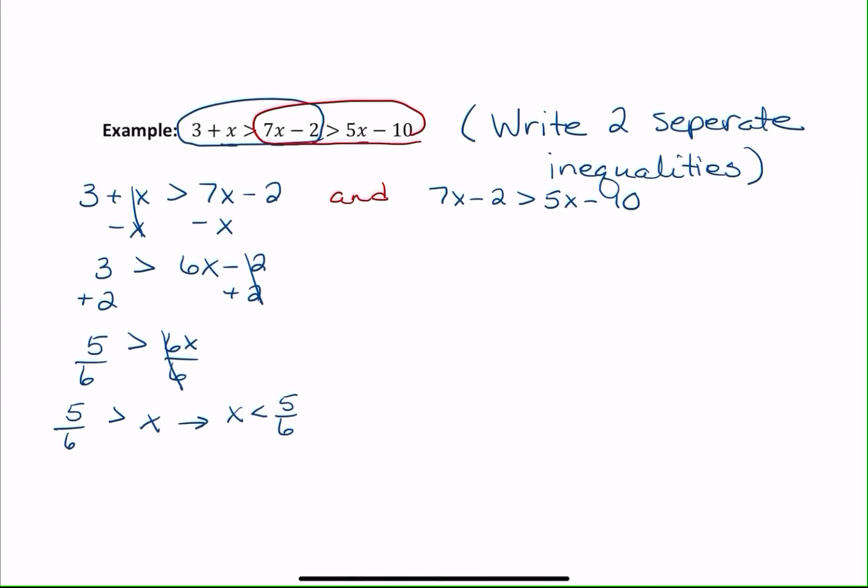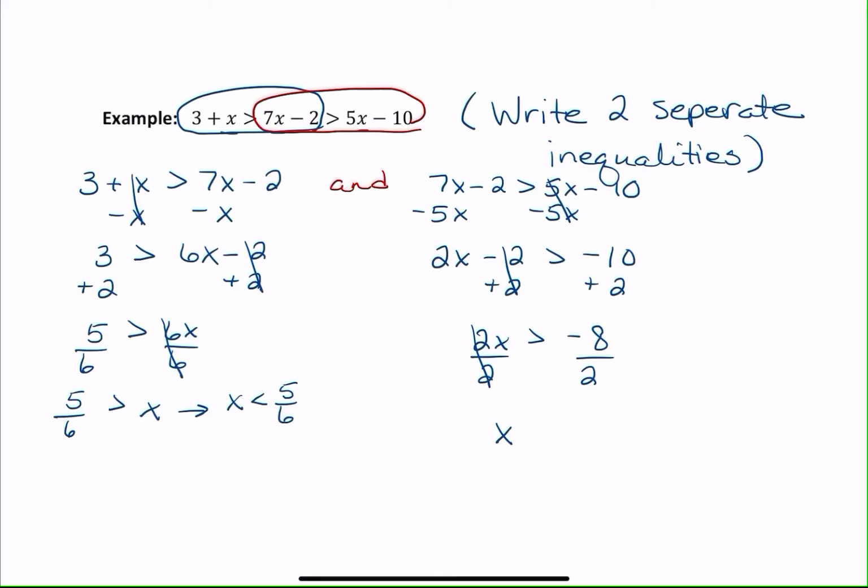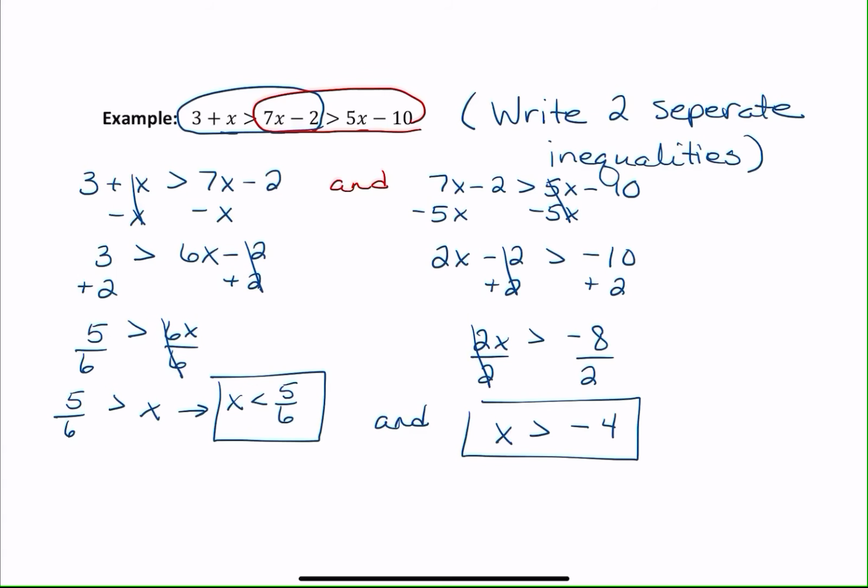And then the other part, you do the same thing. I'm going to move my 5x. So that'll give me 2x minus 2 is greater than negative 10. Add 2 to both sides. So I've got 2x is greater than negative 8, and then divide by 2. And that'll give you x is greater than negative 4. So we've got 2 parts of this, and they both have to be true.